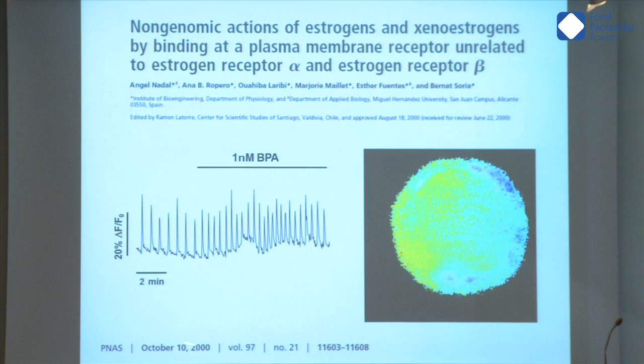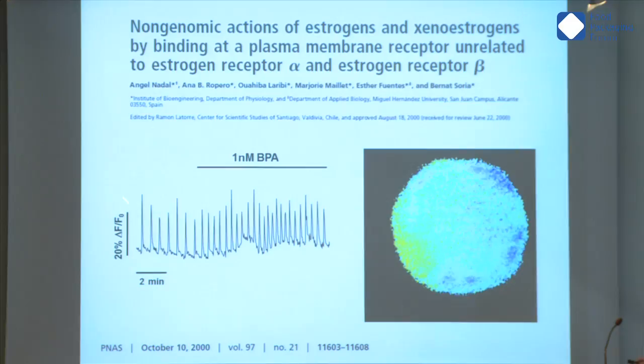And this is a paper from 2000. We demonstrated, I think for the first time, the rapid response of a xenoestrogen, in this case bisphenol A at 1 nanomolar, acting on intracellular calcium signaling in mouse islets of Langerhans. These are calcium oscillations, the ones that you see here. This is an islet of Langerhans, and we are measuring calcium in the whole islet. Blue is low calcium, and yellow-red is high calcium.